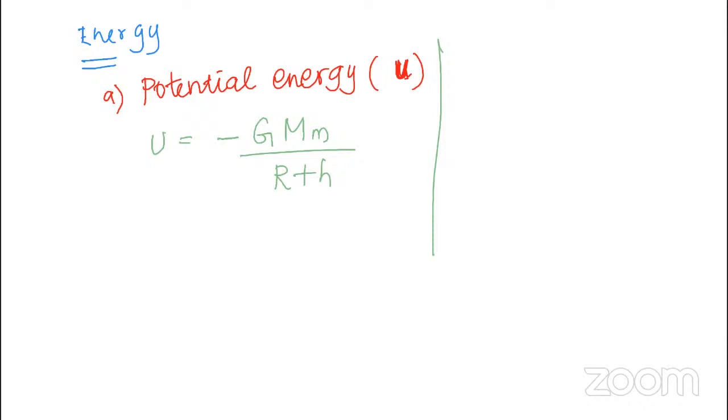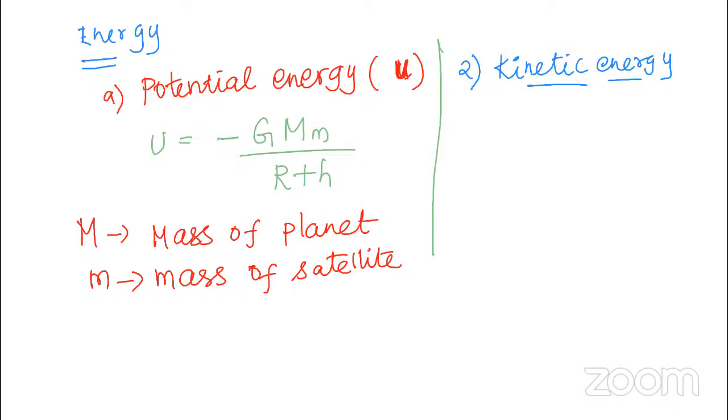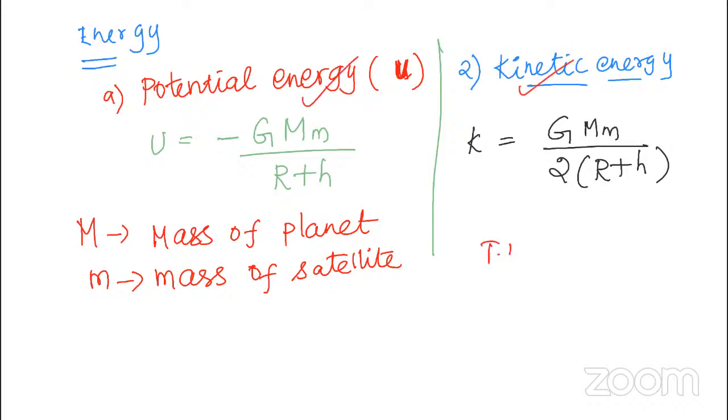Here capital M is the mass of the planet, and small m is the mass of the satellite. Now writing the formula for kinetic energy: K is equal to G M m by 2 into r plus h. For the total energy we are adding potential energy as well as kinetic energy. So the total energy is equal to potential energy plus kinetic energy.